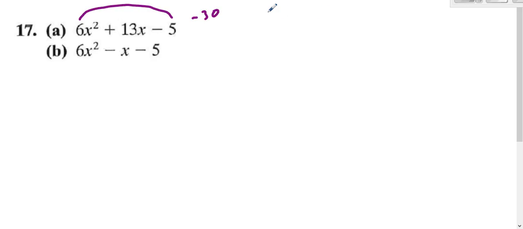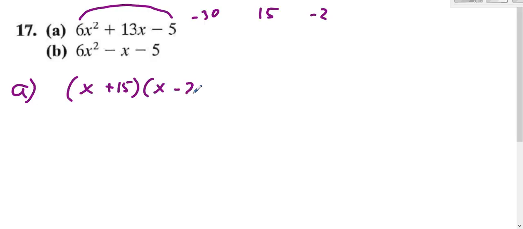How about 15 and 2? 15 times 2 is 30, and if you do 15 minus 2, you get 13. So that's going to be x plus 15, x minus 2.